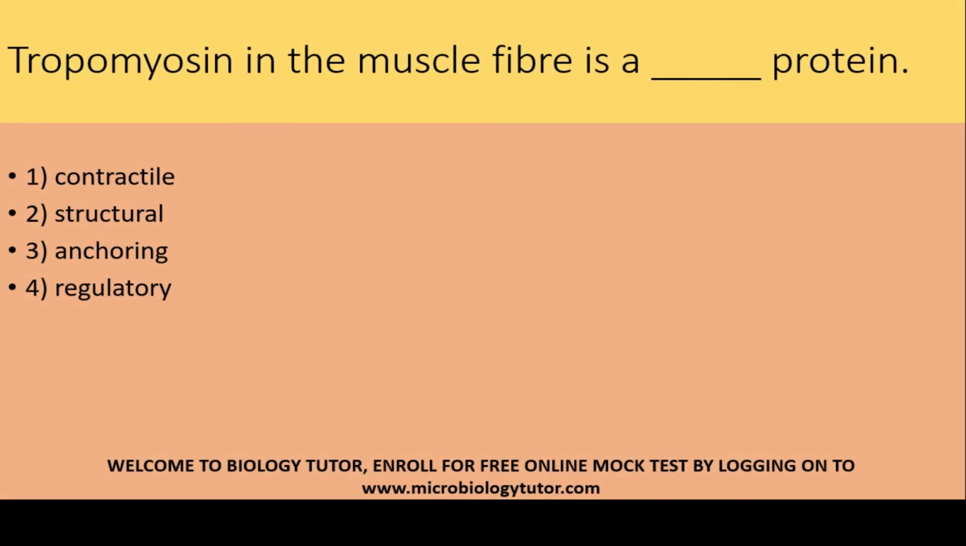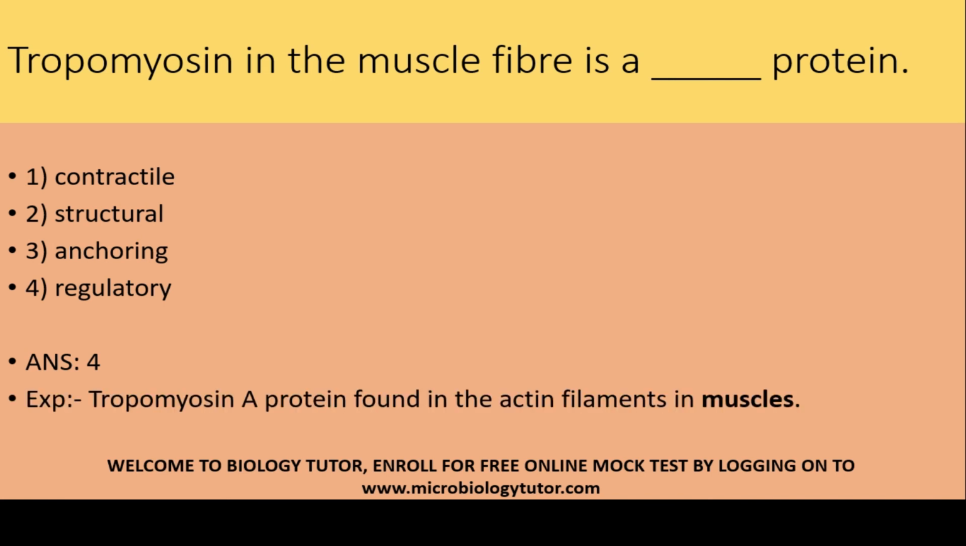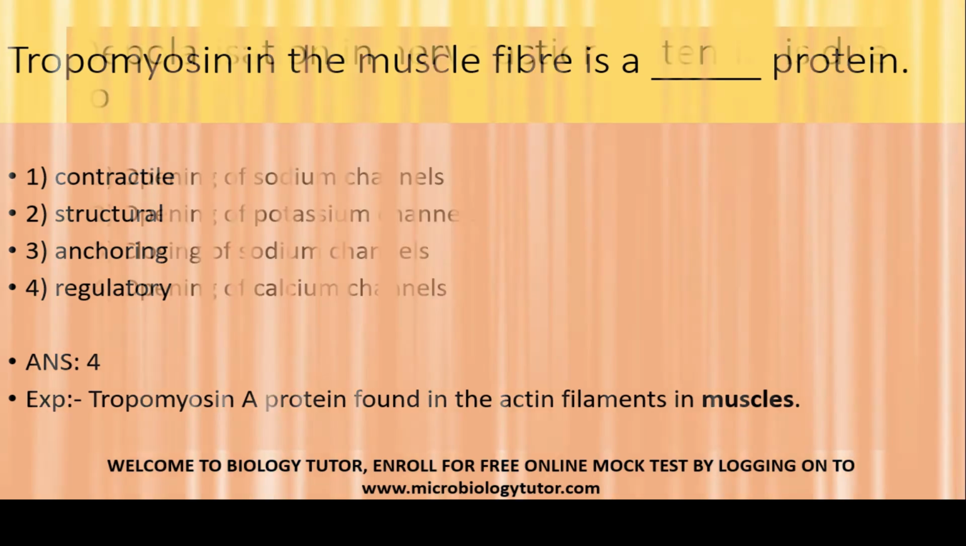Next question. Tropomyosin in the muscle fiber is a dash protein. 1. Contractile, 2. Structural, 3. Anchoring, 4. Regulatory. Which is the answer? Here the answer is 4, Regulatory. Tropomyosin in the muscle fiber is a regulatory protein. Tropomyosin is a protein found in the actin filaments in muscles.